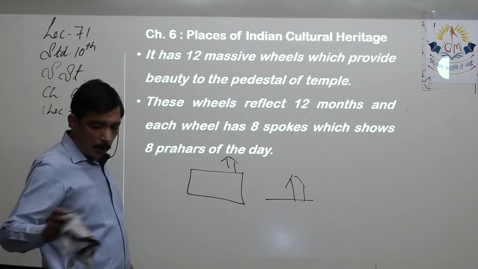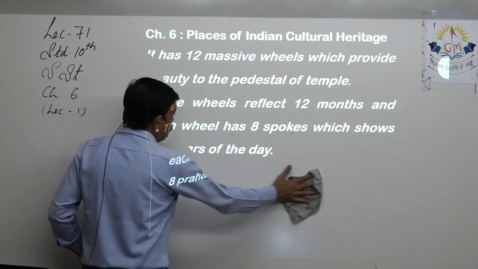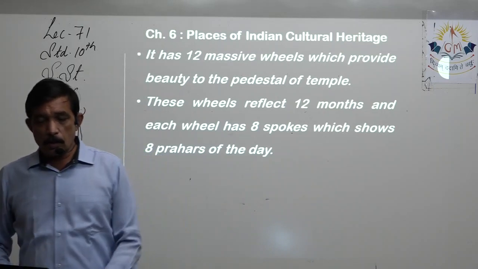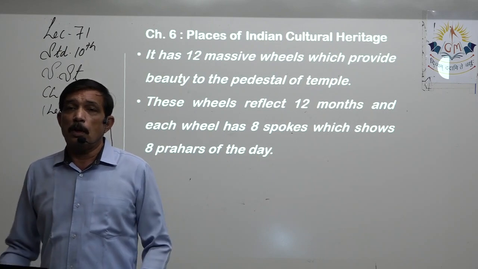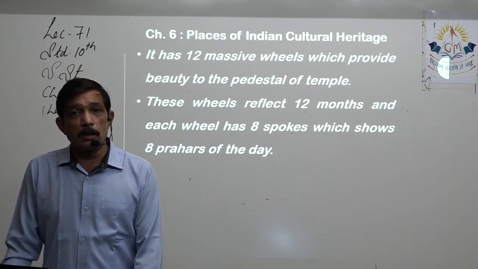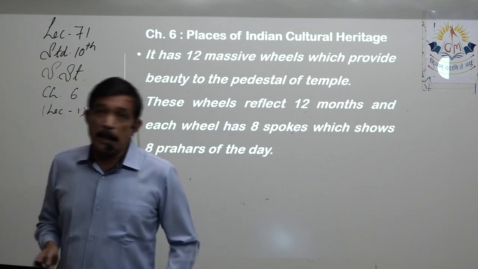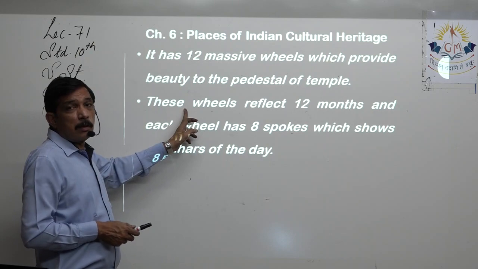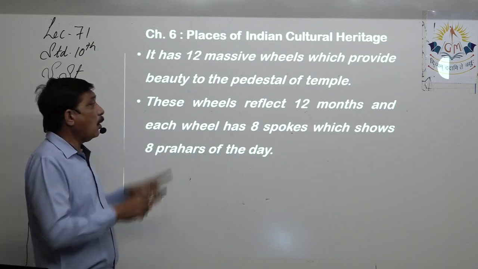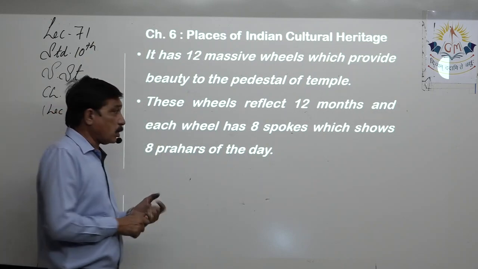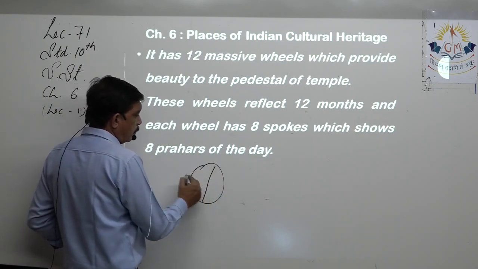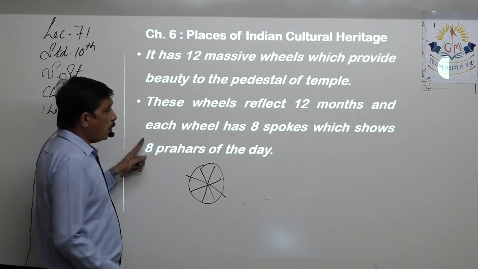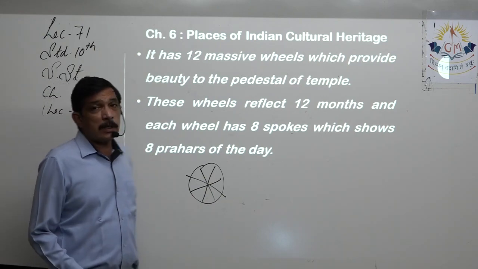Now more important is the last point. What is it? These wheels reflect 12 months. There are 12 wheels, so each wheel means 1 month, whole of the year complete. Now, one wheel has 8 spokes. Now, 8 spokes which shows 8 prahar of the day.